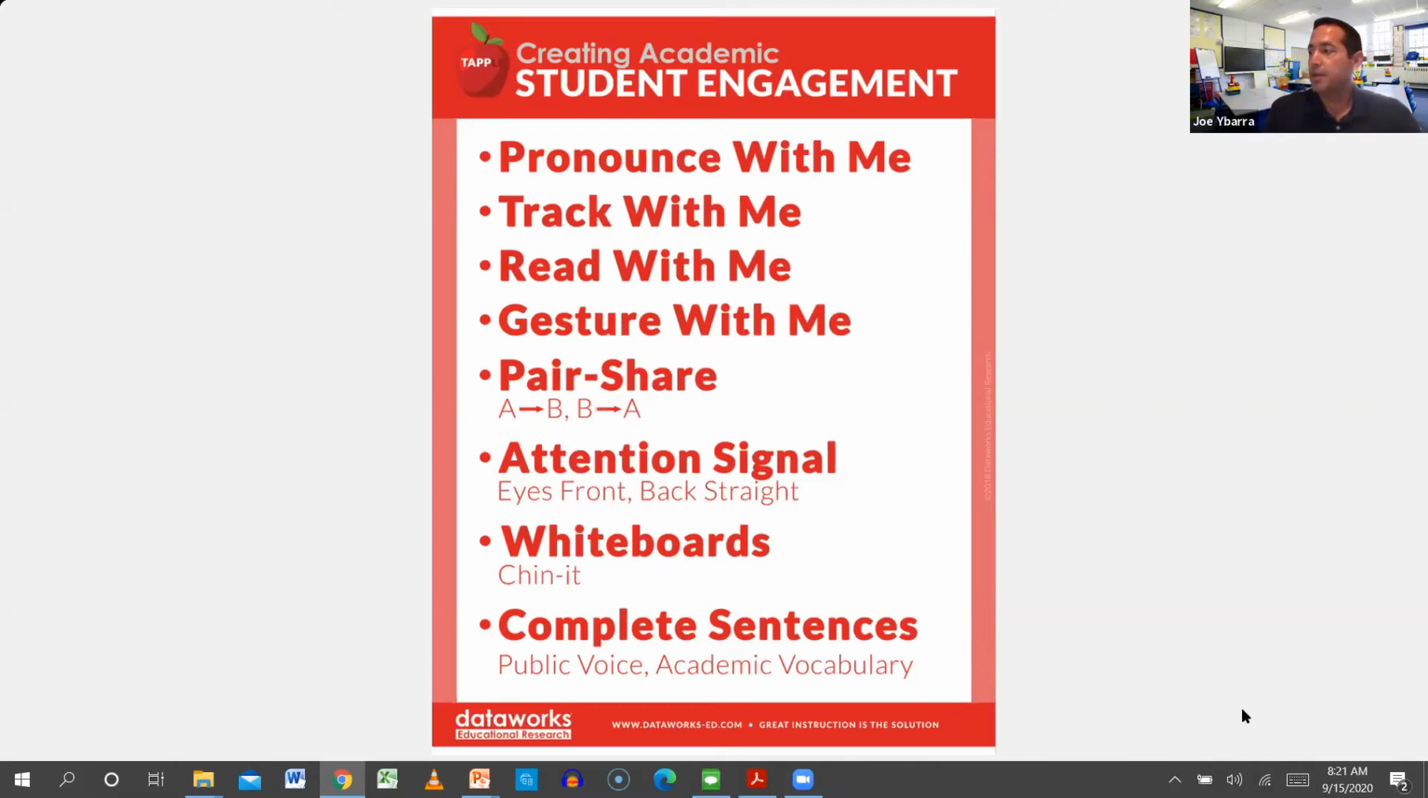Those are engagement norms. I want to get to the lesson because I want to show some more teaching than anything, but does anyone have any questions on the engagement norms or how to use them? We're ready to go to the lesson?